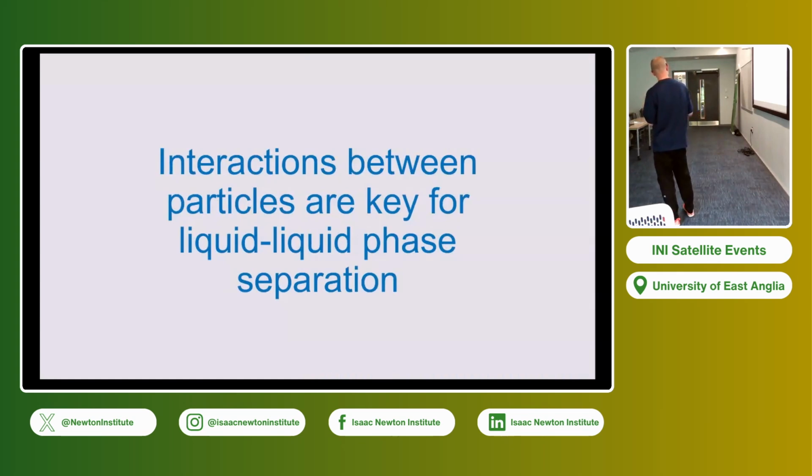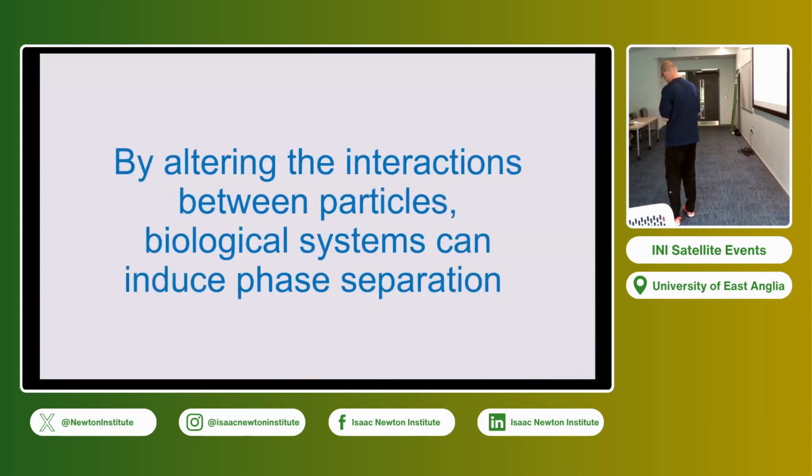Once we're talking about interactions, as with almost every physical phenomenon I can think of, biology has found a way to exploit that. So biological systems can change these interactions. They can add other bits to the protein, phosphorylation, acetylation, or they can change the pH of the system. So that means that they can regulate and start controlling these processes for their own benefit.